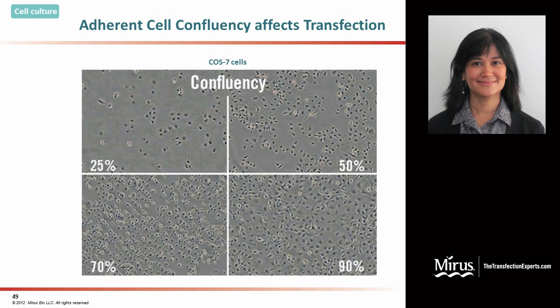On the other hand, very high cell confluency, such as 90%, leads to contact inhibition of the cells and prevention of cell division. In this case, the plasmid DNA is unable to be taken up by the nucleus because of the dissolution of the nuclear lamina that occurs in dividing cells, and that really hampers transfection efficiencies.